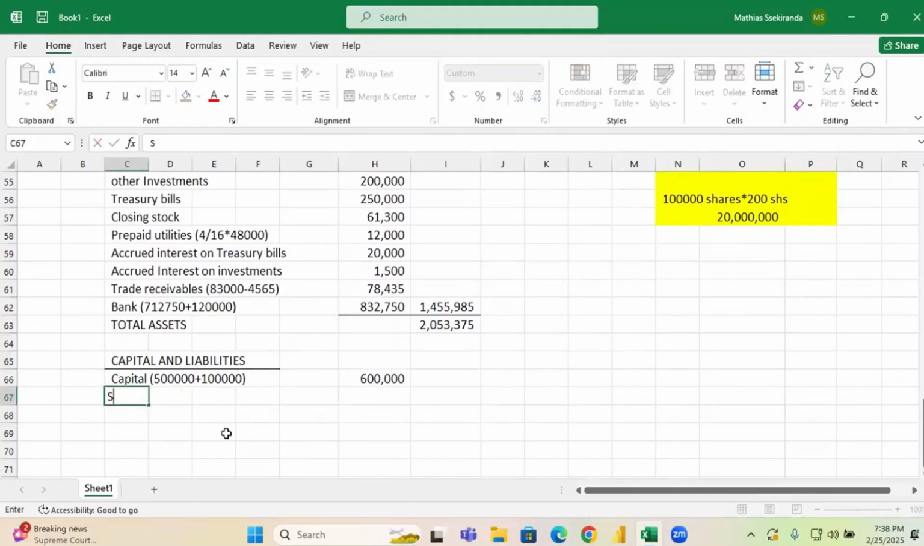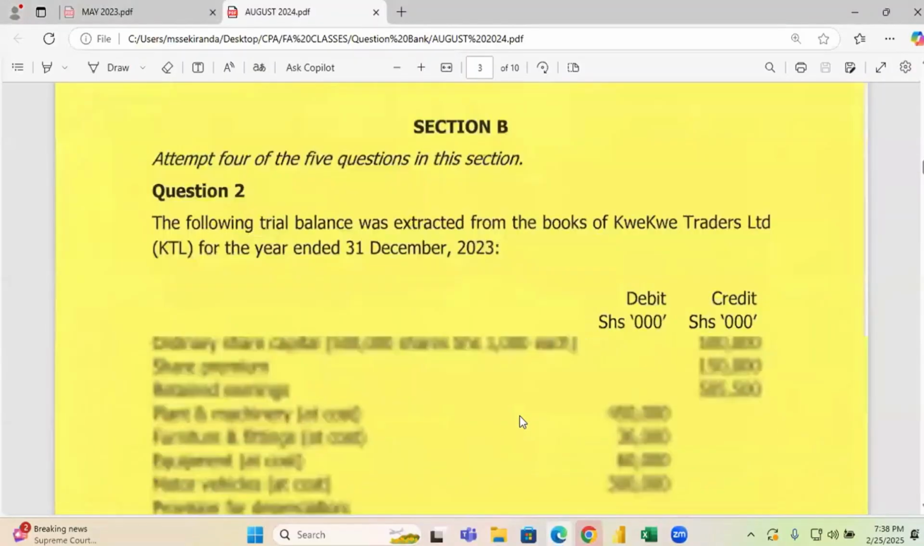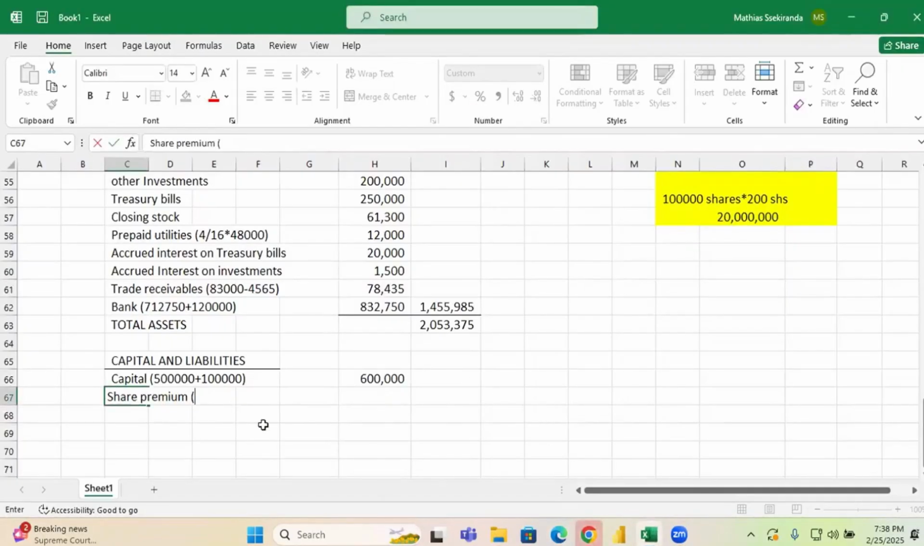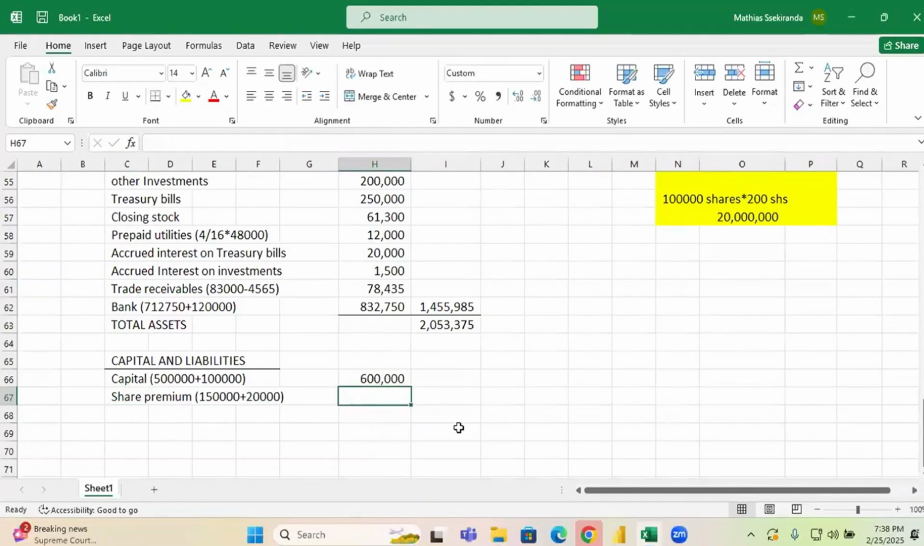And then share premium. Remember share premium is a component of equity. Share premium, they gave us in the trial balance a balance of 150,000. I add on the 20,000, okay? This 20,000 here, giving me 170.